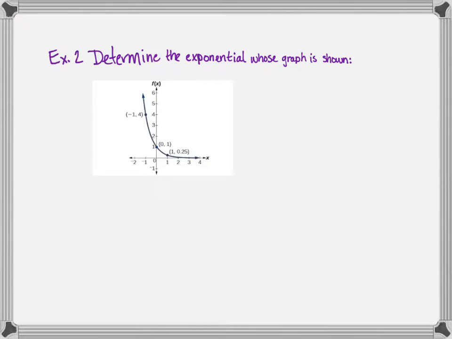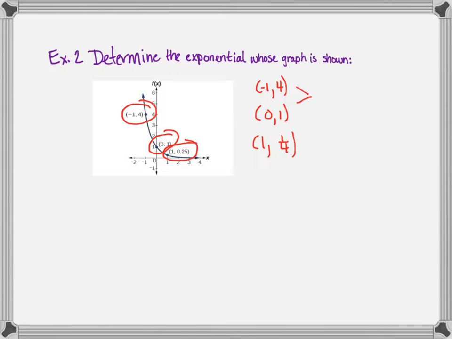Okay, let's look at another type of example. Here we have a graph. Let's determine the exponential function whose graph is shown here. Okay, well, we have 3 points on this graph identified for us, and it's not going to be any different than if these were points in a table. So I've got negative 1 comma 4, 0 comma 1, 1 comma 1/4.